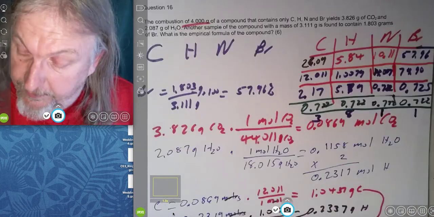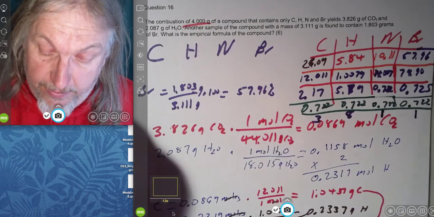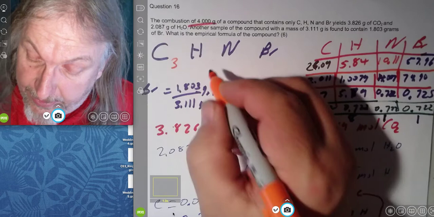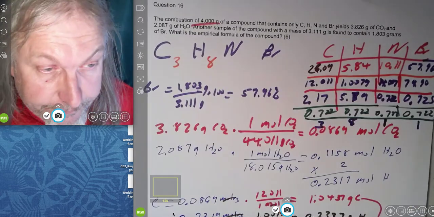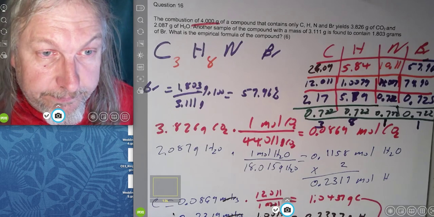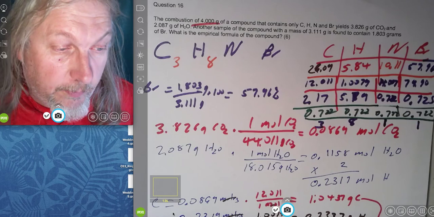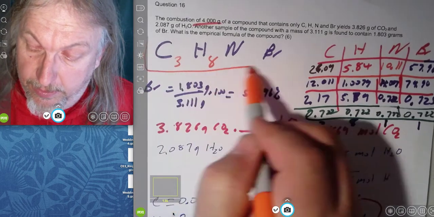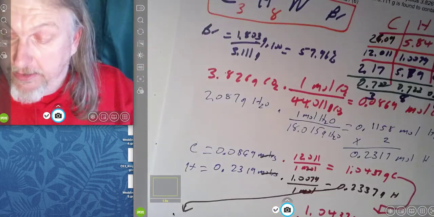So we're just going to transfer these over here now. That means I have 3 carbons, 8 hydrogens, 1 nitrogen, 1 bromine. That's it. That's the empirical formula. That's the whole problem. So I think you guys have this. So I circle that right there. So there is problem 16.